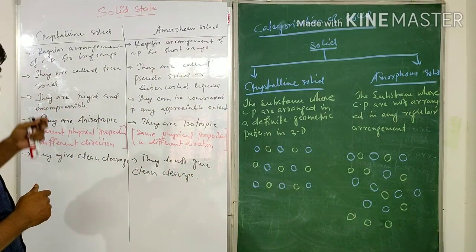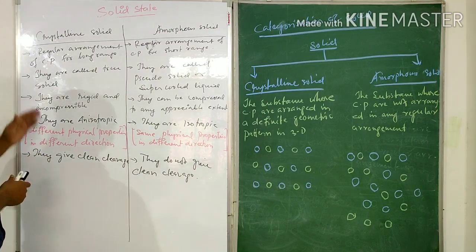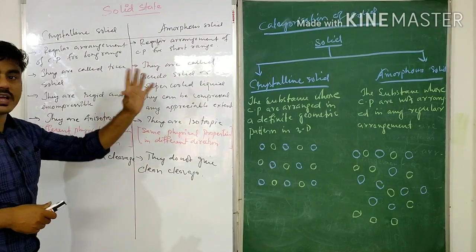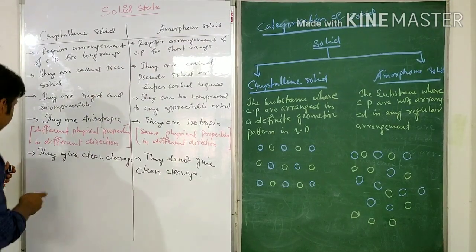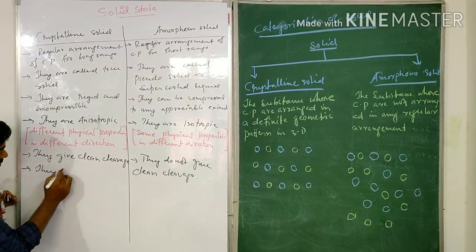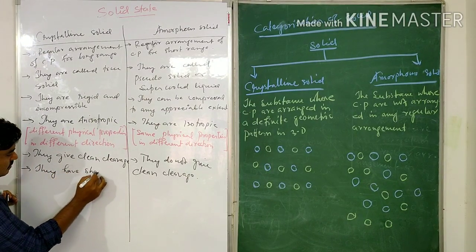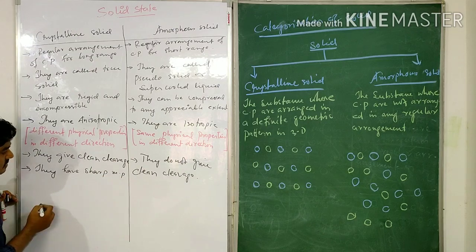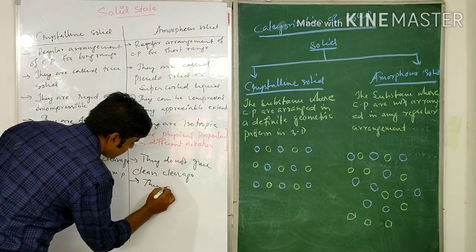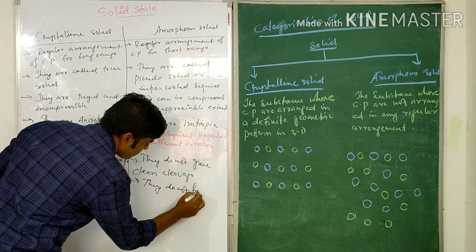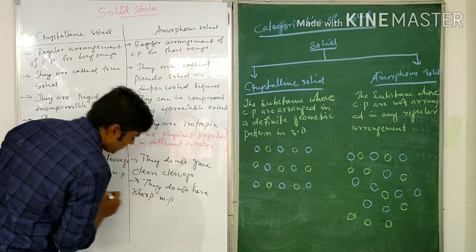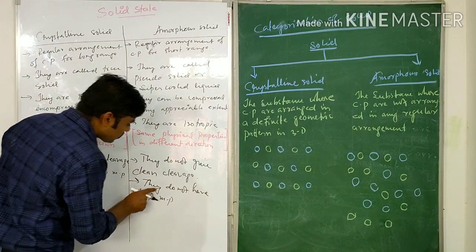So here, another point I will write: crystalline solids have sharp melting points, but amorphous solids do not have a sharp melting point. So I will write here, they have sharp melting point, and they do not have sharp melting point.